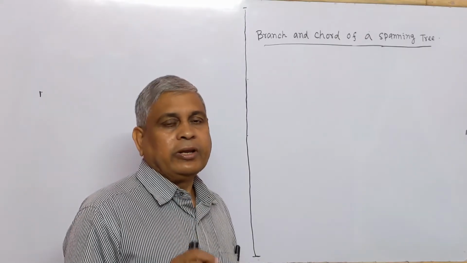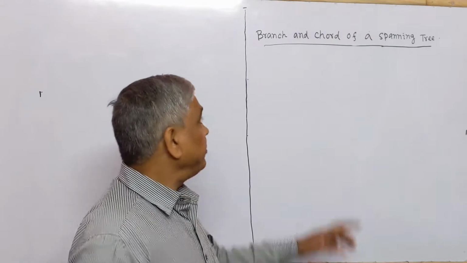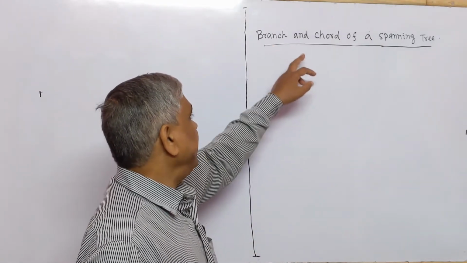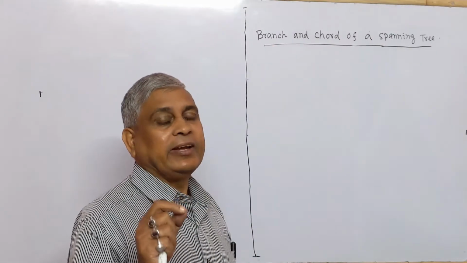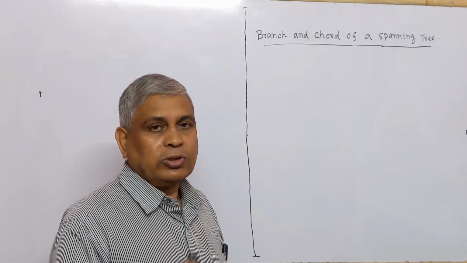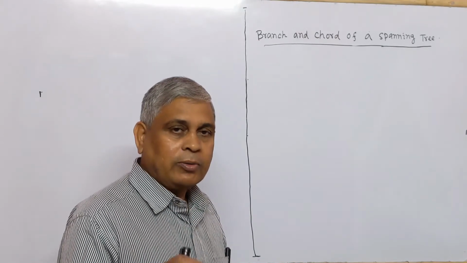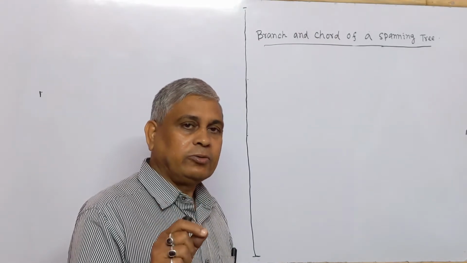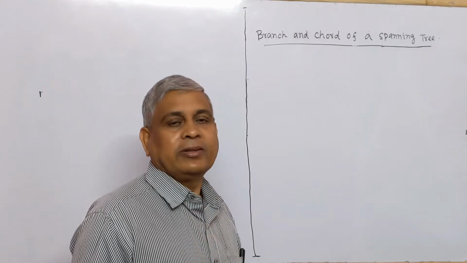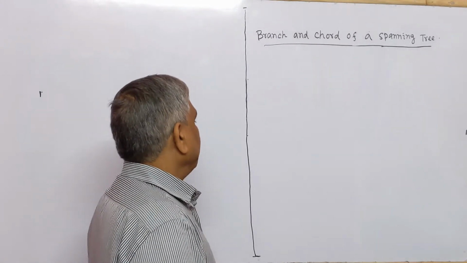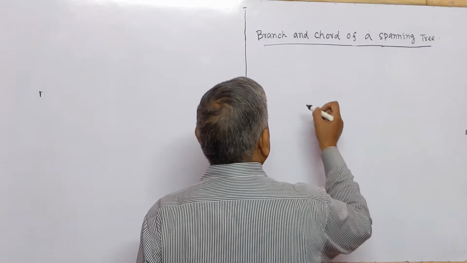Now we will give the concept of branch and chord of a spanning tree with the help of example. Firstly, I will try to make you clear this. Let we have a connected graph.